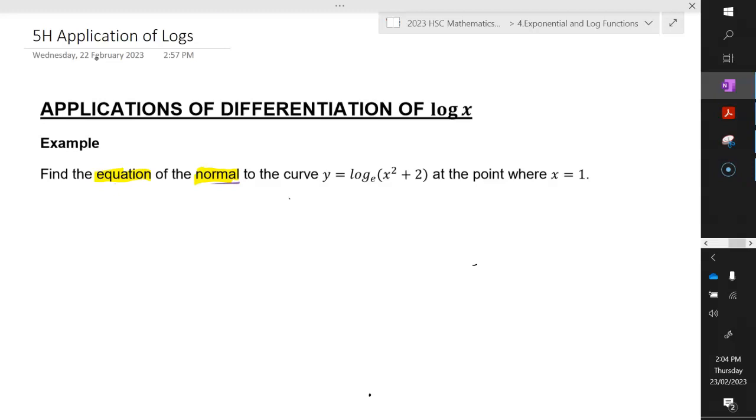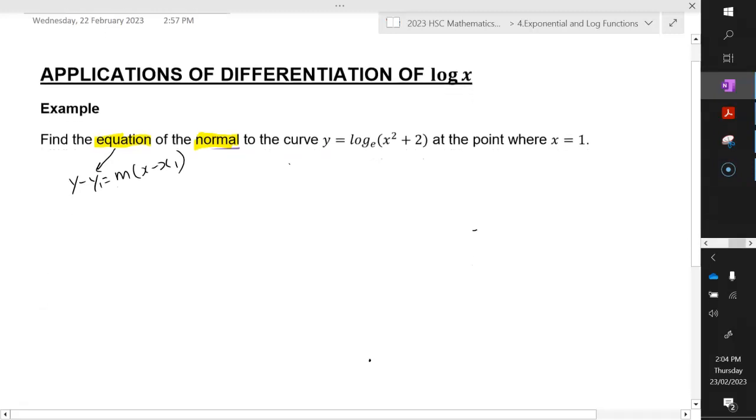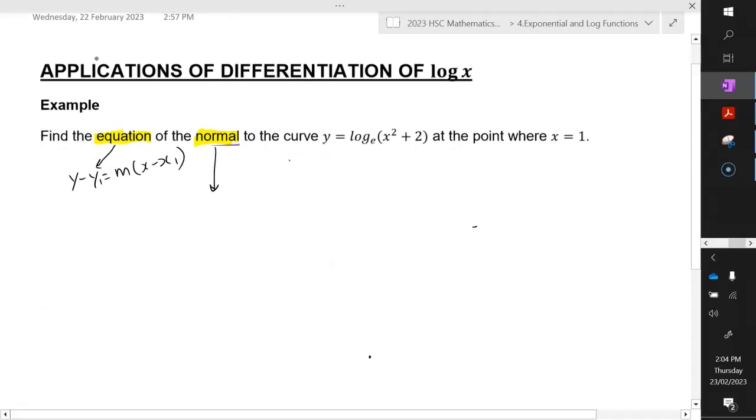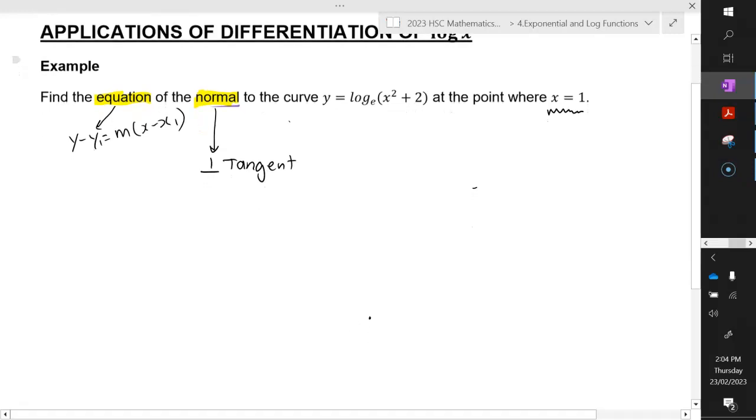When we're finding the equation, our formula is y minus y1 equals m(x minus x1). That's the formula we've been using for a year now. And we know our normal is perpendicular to our tangent. So we're going to use those bits of information and apply that to the log function here, and it's going to happen at the point x equals 1. So we're going to pop all that together. Our normal is perpendicular to our tangent, so we need to find our tangent.